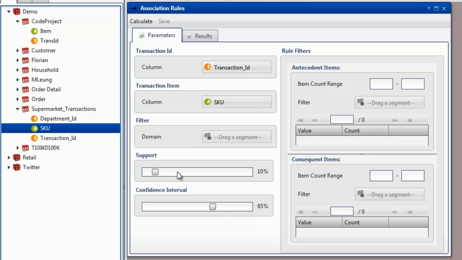Okay, support. You can see by default that support is 10%. Support measures the number or proportion of transactions that contain all the items in the rule. And also confidence. Confidence measures how good a rule is at predicting the right-hand side, or after the then clause, of the rule, by comparing how often the right-hand side appears when the condition on the left-hand side is true.